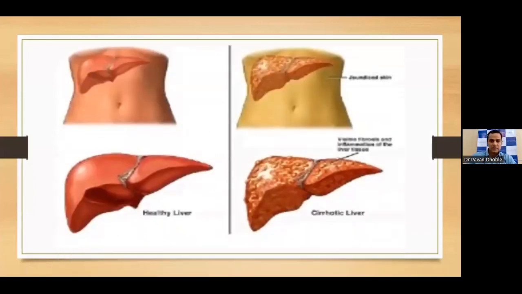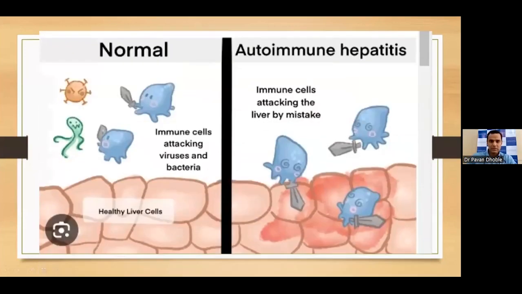So this is a normal liver, smooth liver, and this is a cirrhotic liver, hard liver, which causes symptoms. Another variety of hepatitis is autoimmune hepatitis. These are the normal immune cells which are checking us, protecting us from viruses and bacteria, called macrophages, neutrophils, and all. If there is some problem in immune surveillance, somehow they attack your own liver. In that case, you have a very rare situation. This is called autoimmune hepatitis.